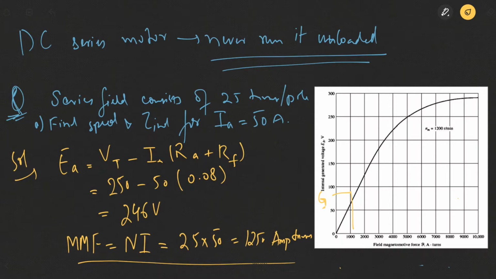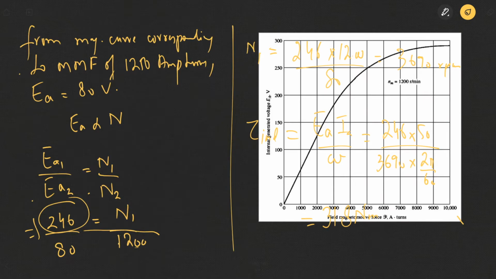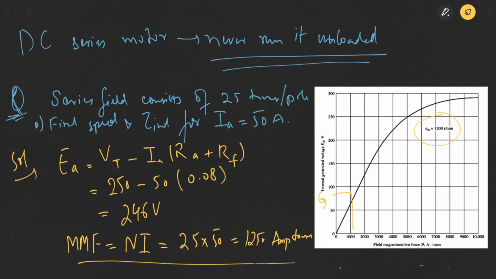So that is the voltage, and this is for a rating of 1200 RPM. Corresponding to 1200 RPM we have found the voltage to be equal to 80 volts. We need to find out the speed corresponding to a voltage of 246 volts. That is what we calculated using this equation. For a rated machine of 1200 RPM, for an MMF of 1250, the internal generated voltage should be 80 volts, but our internal generated voltage is coming out to be 246 volts. So we need to find out the actual value of speed.